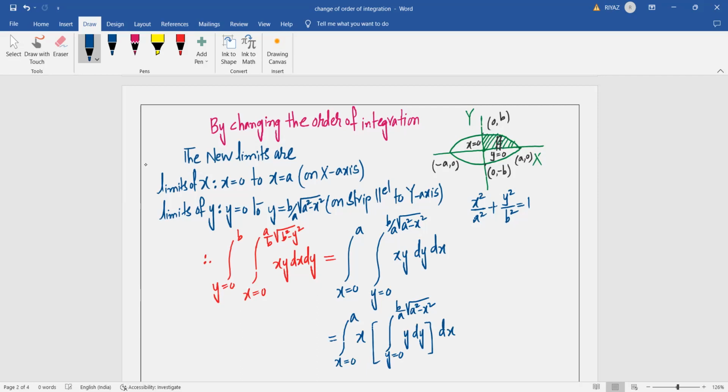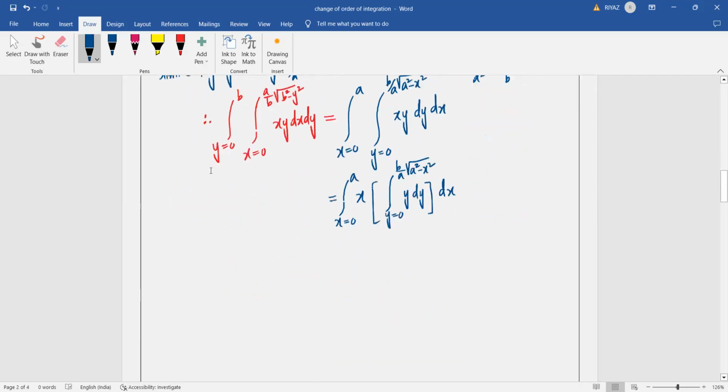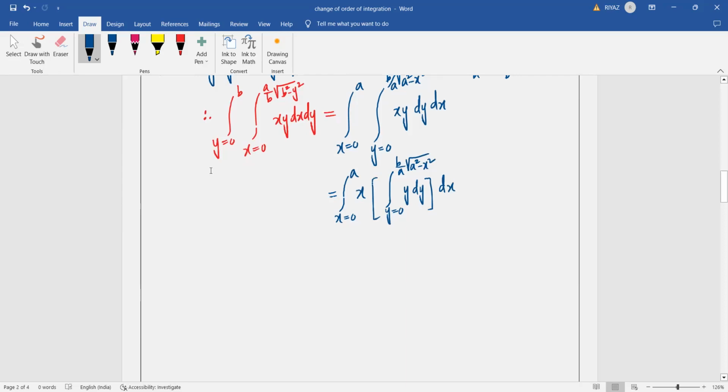What is the integration of y? Integration of y is y square by 2. So we do one thing. It is better to write 1 by 2 outside first of all. This is 0 to a, this is x. It's already y square, already I wrote the 2 outside. So y limits are 0 to b by a root a square minus x square into dx equals to 1 by 2.